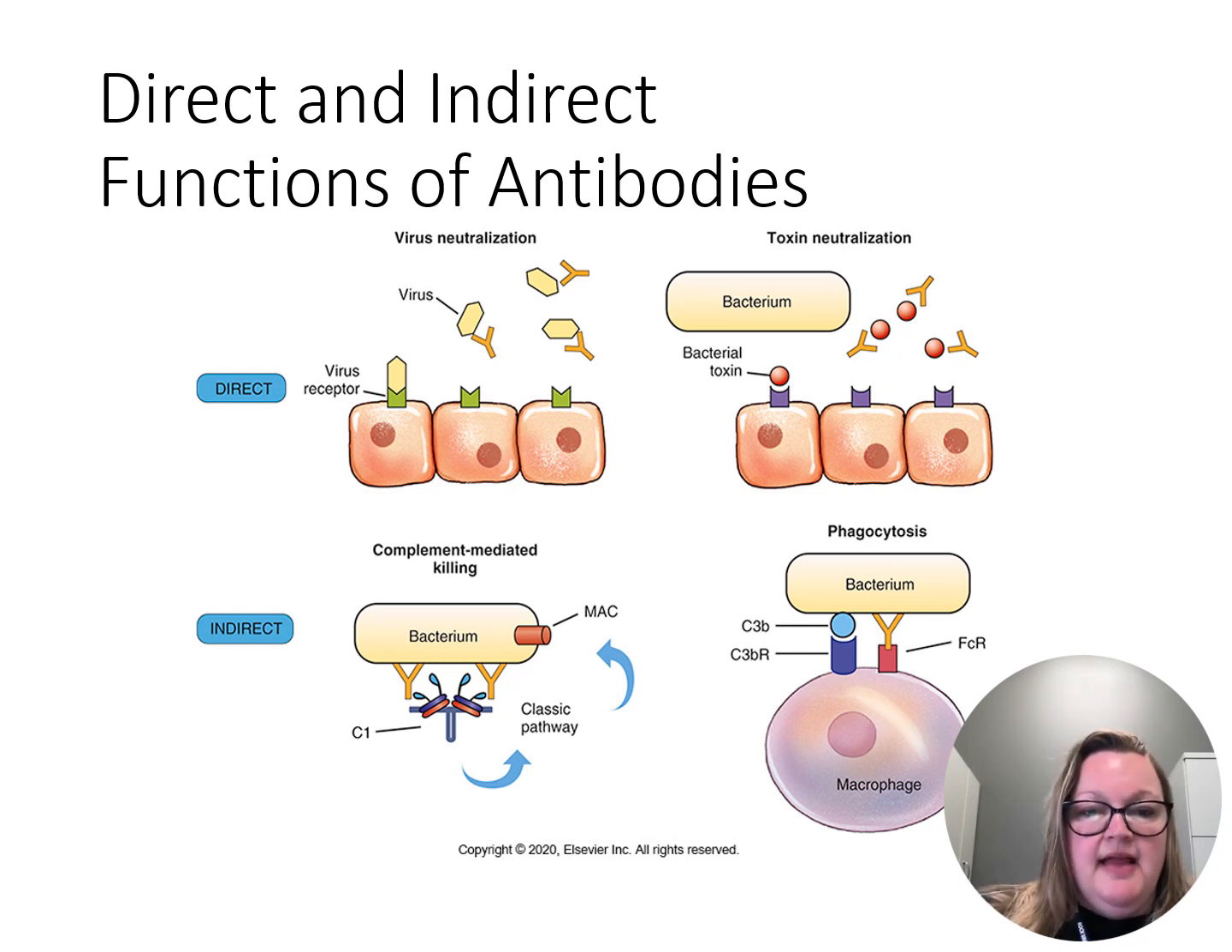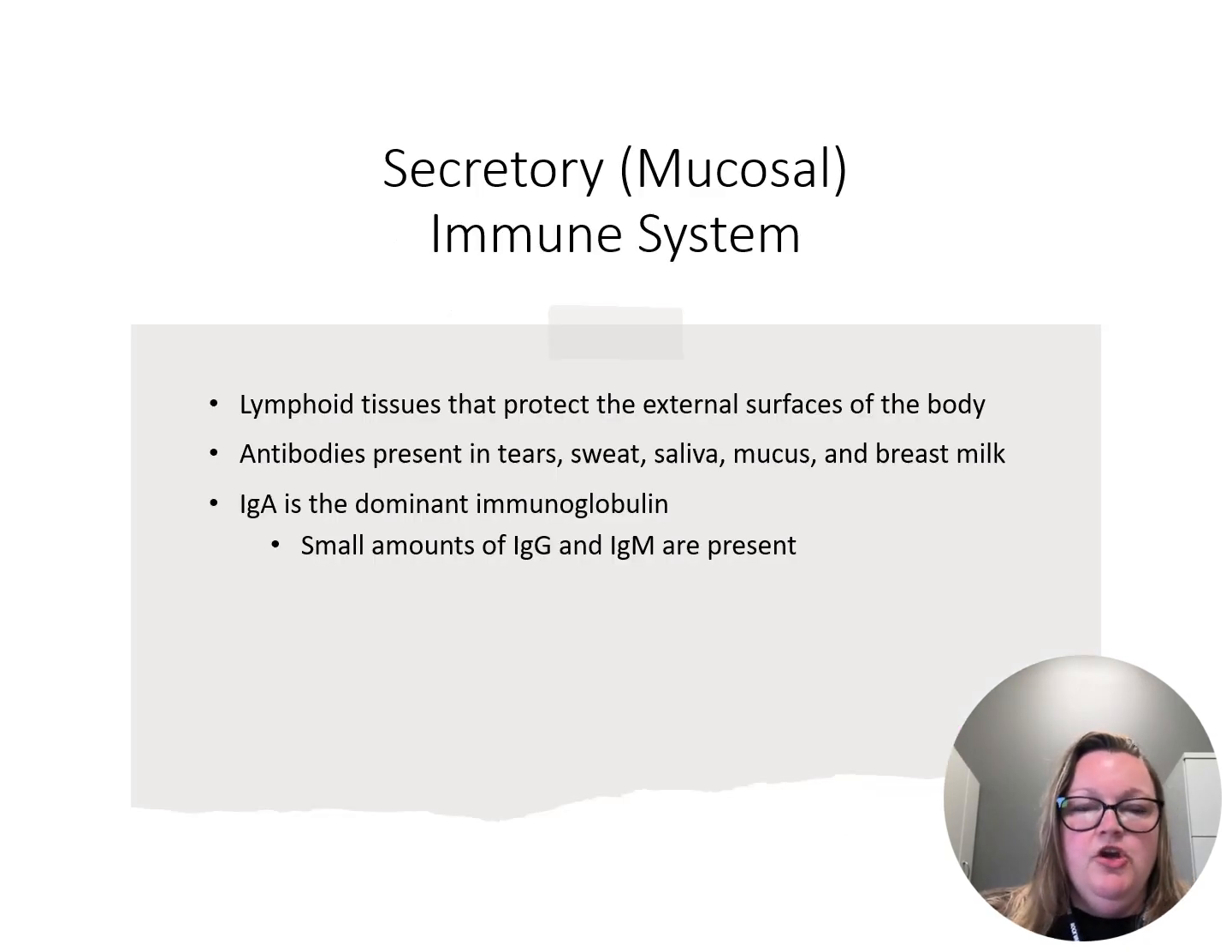In indirect, the classical complement pathway is initiated on the bottom left-hand corner, and next to it is phagocytosis. Earlier in the lecture, we talked about immunocompetent lymphocytes, how they migrate among the secondary lymphoid organs, the spleen and the lymph nodes. These all make up the systemic immune system.